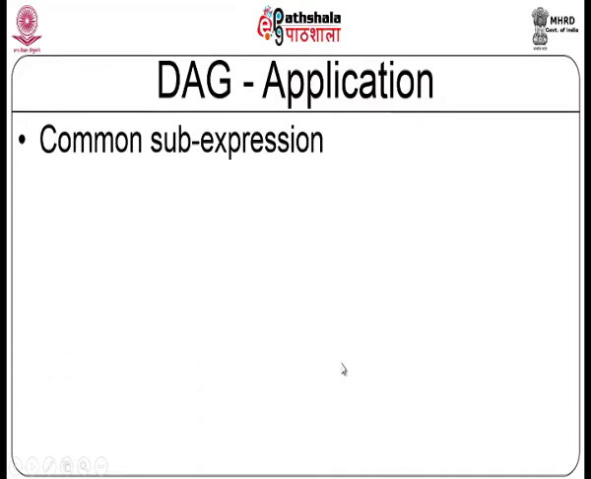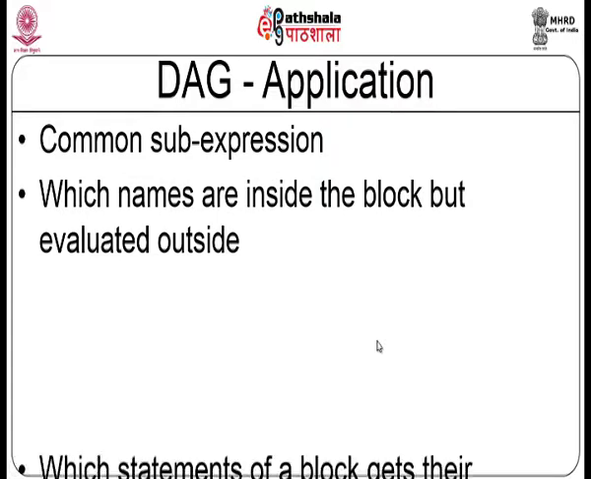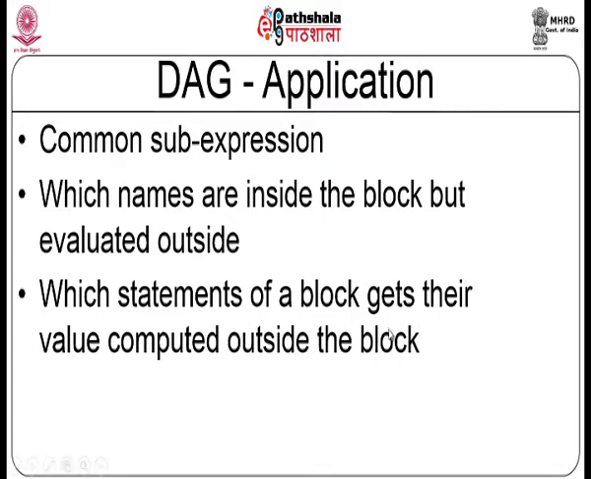The applications of DAG typically are to look at common sub-expressions. Identifying common sub-expressions is very easy with respect to a DAG. And you can also find out which names are used inside the block but evaluated outside, and vice versa. You can also find out which statements of a block get their value computed outside the block. This is another extension of the second point basically. So you can observe all these things with respect to the DAG.